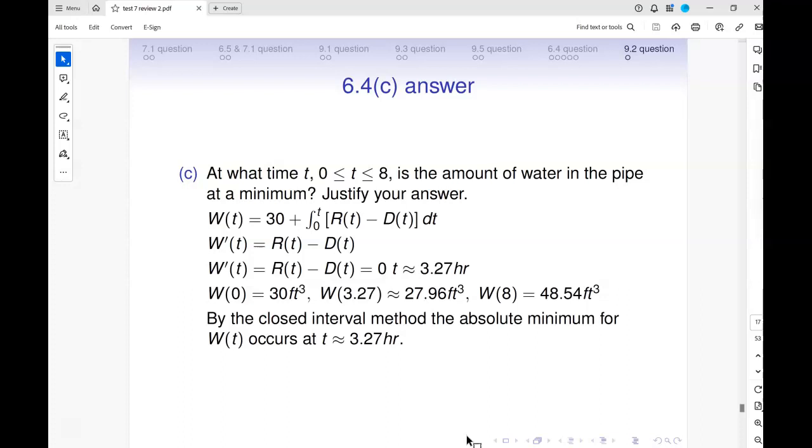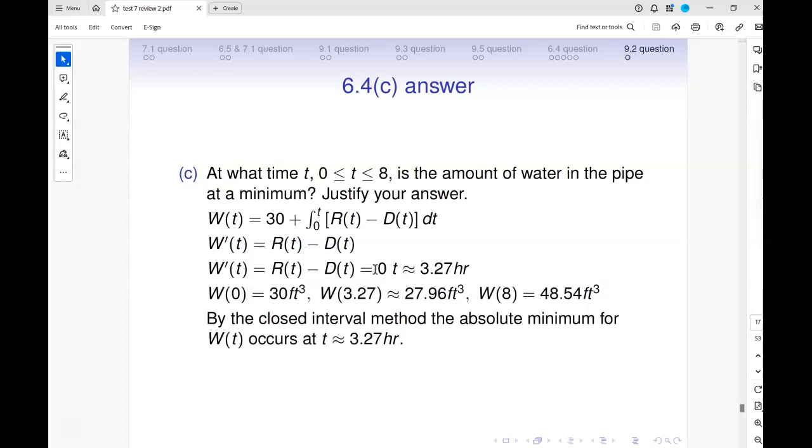I just don't understand why you need to find the intersections here or to read up the radius. Because it's equal to 0. R of t minus d of t has to equal 0. So I added d of t to both sides, and I just need to find where r of t is equal to d of t. That's the intersection, right?